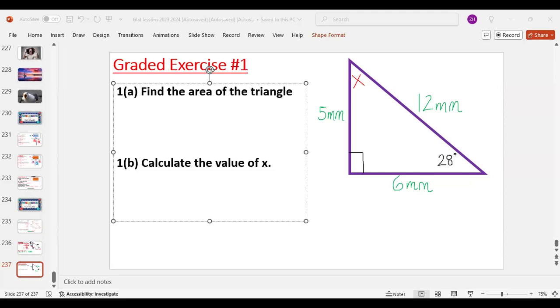Madeline, what number are you on? I'm on the one sent in the chat. Okay.